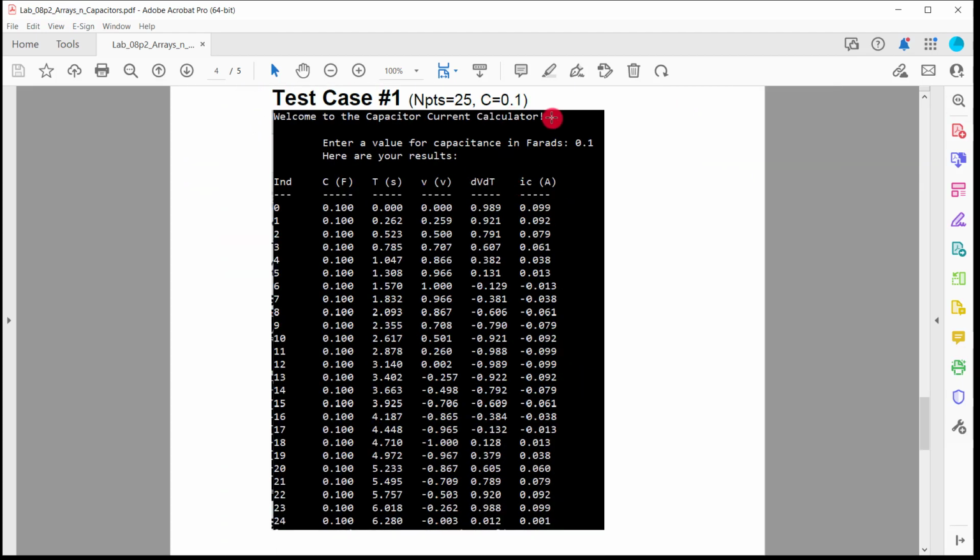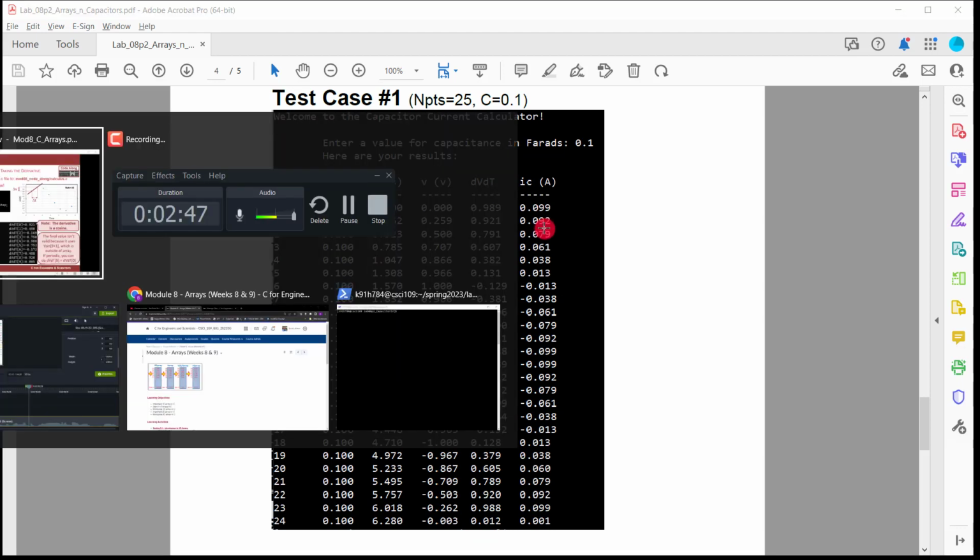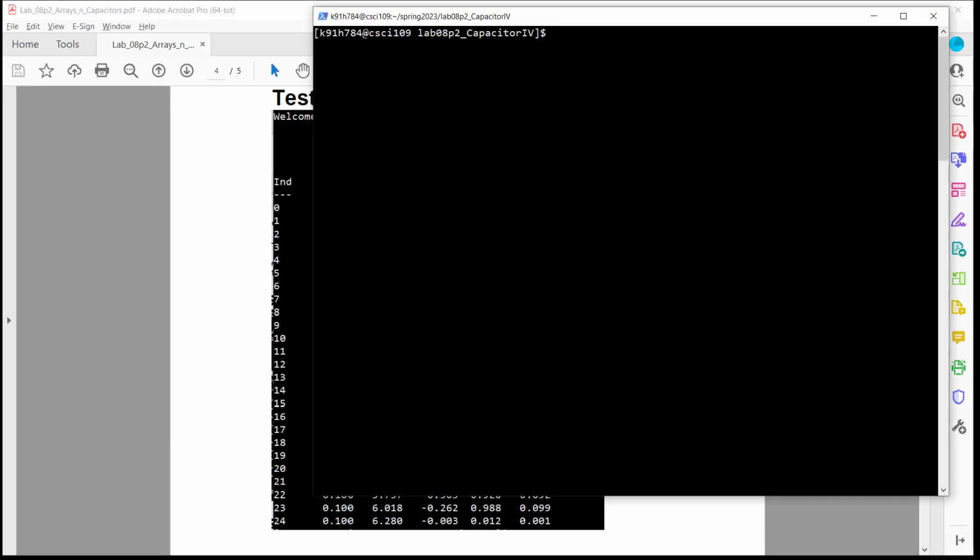So you're basically going to say, here it is, enter your capacitance, and then it will print the index of the arrays, the capacitance the user entered, the time step, the voltage of the sine wave as it goes up and then down, and then dv/dt. You'll notice it's up and then it goes negative and then it comes back, and then the current. And you'll do that over two situations or two inputs.